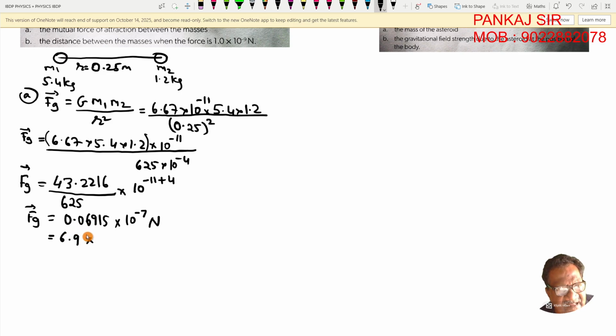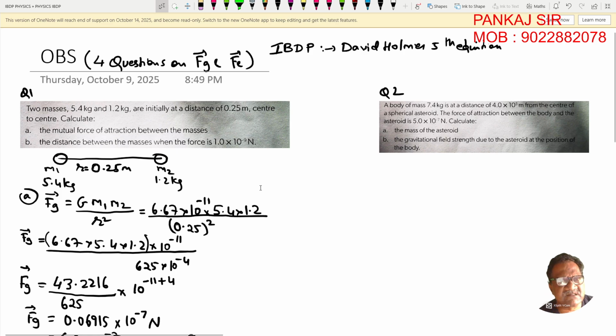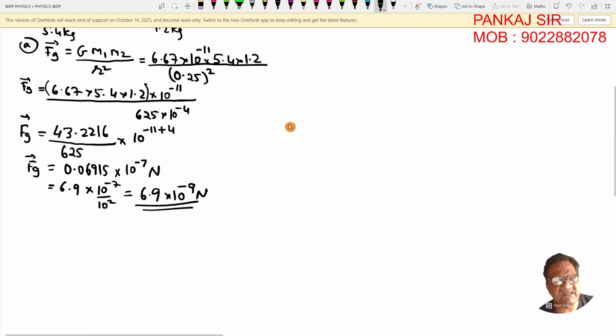When I multiply by 100, I have to also divide by 100. So dividing by 100 will make it 10 raised to minus 7 upon 10 raised to 2. Okay. So this answer will be ultimately written as 6.9 into 10 raised to minus 9 Newton. Is that okay? So the force, that is A part was asked, is what is the force between the two masses. Okay. So the force of attraction between the two masses we have found out to be this much.